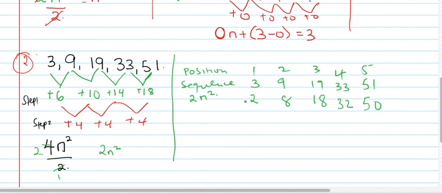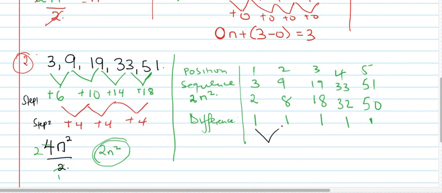Okay, so you follow the rules, that is 2n squared. Now we shall get the difference, just like we did in the first example. Remember the difference is only between the sequence and the 2n squared, the answer you got at this stage. So 3 minus 2, 1, 9 minus 8, 1, 19 minus 18, 1, 33 minus 32, 1, and here 1. So let's get the nth term for the last one, for the difference.